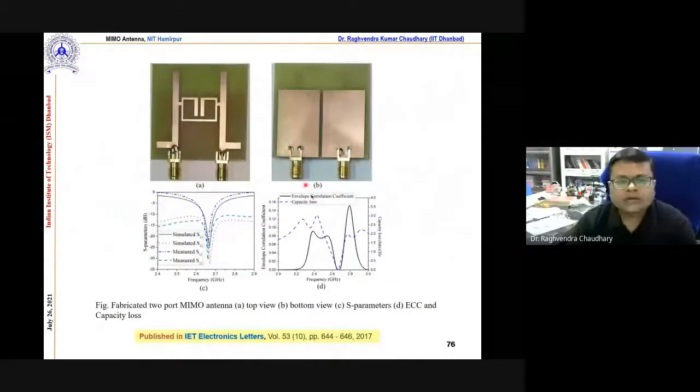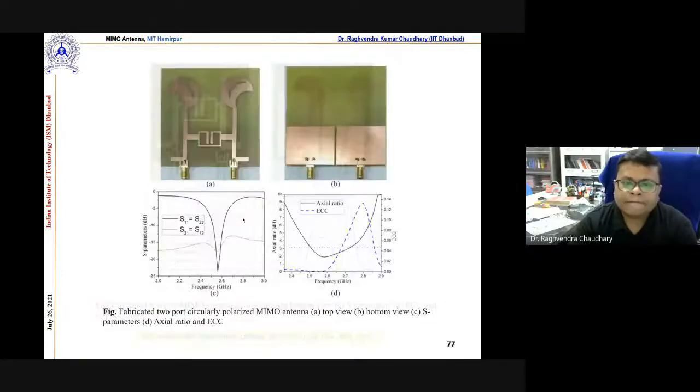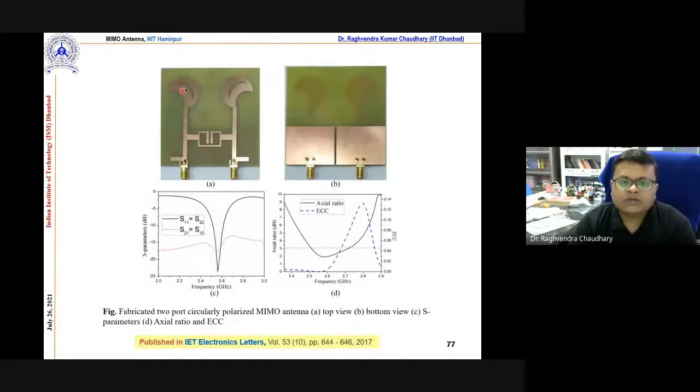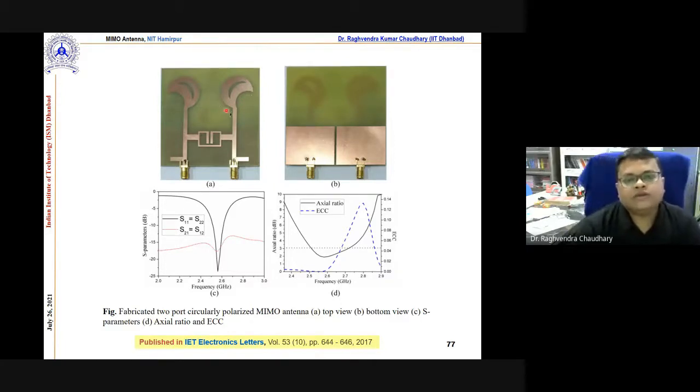The results are excellent and very acceptable, and ECC and other values are very good. This is one work where we put it on a unit cell and tried to make it a circular unit as well. This was one attempt. The structure is not new. We just placed it over this, and we found that it is working as a circularly polarized antenna.